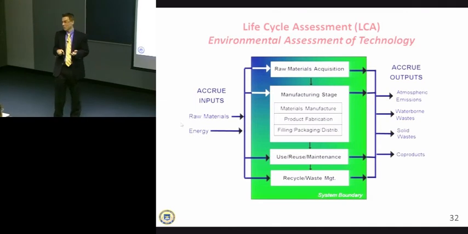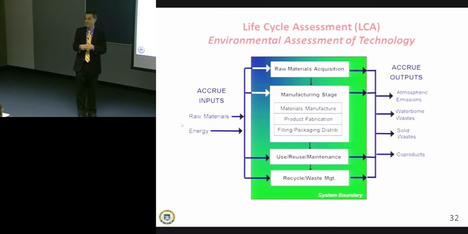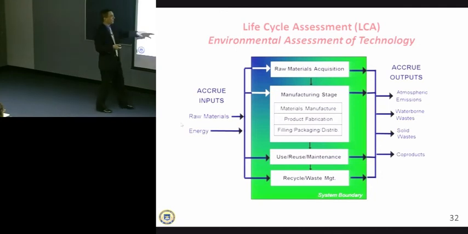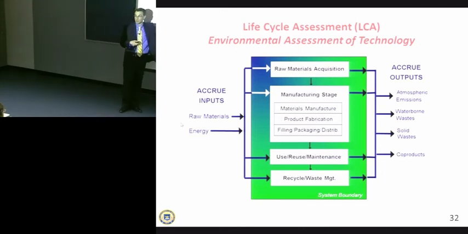So if it's a coffee maker or maybe a car, what are the materials that go into it? What are the manufacturing processes? How is it used? How is it distributed? What happens to it at the end of life? Are there components that are remanufactured, etc.? So those are the unit processes that fall within the system boundary in a life cycle assessment.